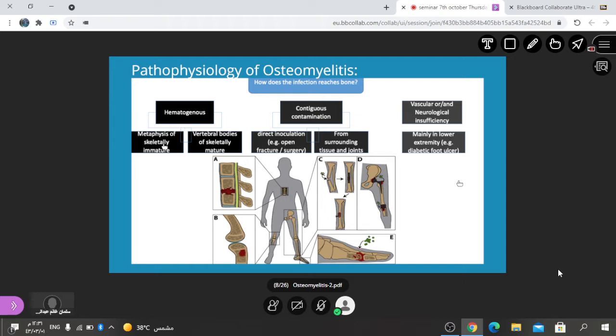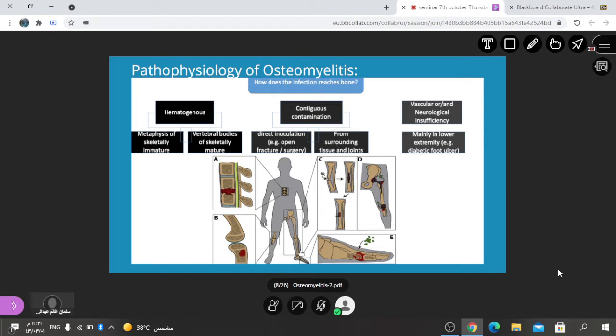In case of a child who is skeletally immature, the hematogenous spread will eventually end in the metaphysis of long bones. And if it occurs in adults, most likely it's going to be in the vertebral bodies. This is for the hematogenous, and the most common organism that causes hematogenous spread is Staph aureus. The second type, we have the contiguous contamination, and this can be either through direct inoculation or direct implantation of pathogen, or from surrounding tissue and joint.